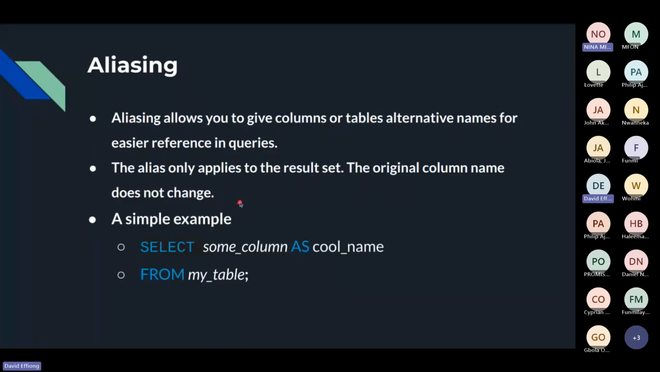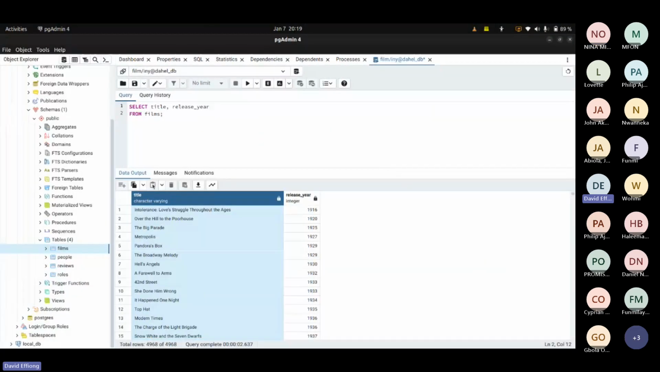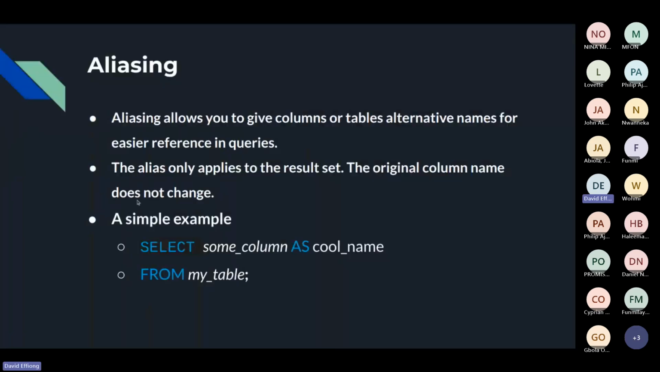One thing you should know is that aliasing only applies to the result. It's only going to apply to this result here. It's not going to modify the original data. I'm going to show you how to do it. So this is the format for aliasing. You can use this keyword known as AS. So select the column, and then whatever you want the column to be, the new name you want to give the column from my table.